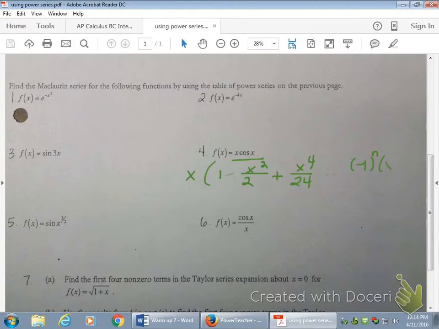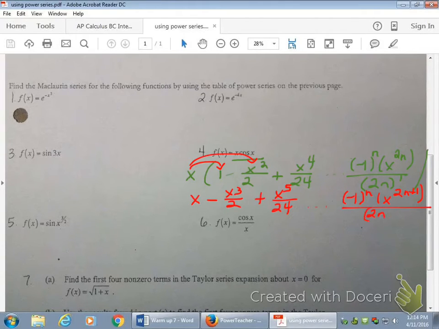-1 to the n, x to the 2n over 2n factorial. And then if I multiply, basically you're just going to distribute x times 1, x times x squared over 2, x times x to the fourth over 24, and then so on. And I'll get -1 to the n times, since I'm multiplying by another x, I'm adding exponents, so that's 2n plus 1 over 2n factorial.